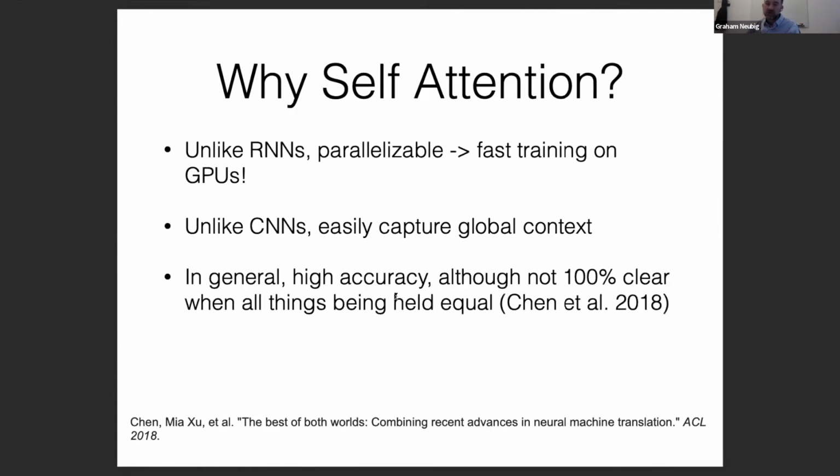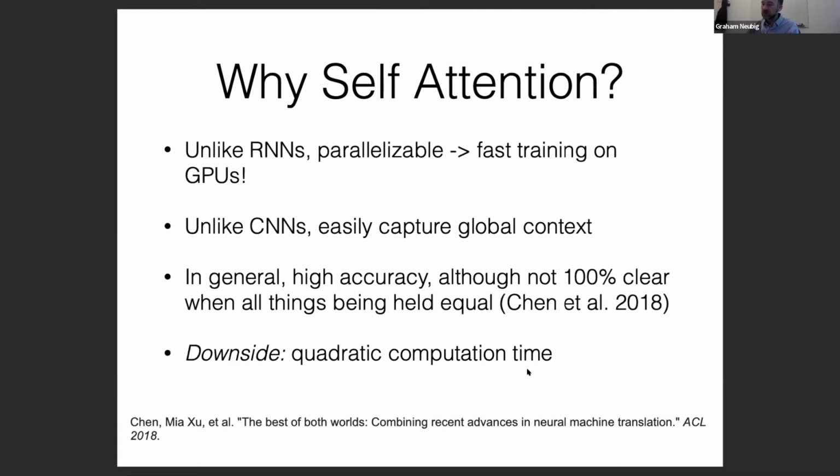In general, transformers seem to yield pretty high accuracy on a large number of NLP tasks, although it's not 100% clear that they're actually all that much better with respect to accuracy. Like there's this study by Chen et al. that compared them with RNNs, and the results were essentially similar. But the advantages here of fast training and being able to easily pull in global context are widely appreciated.